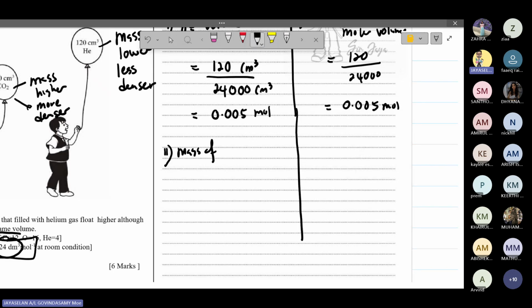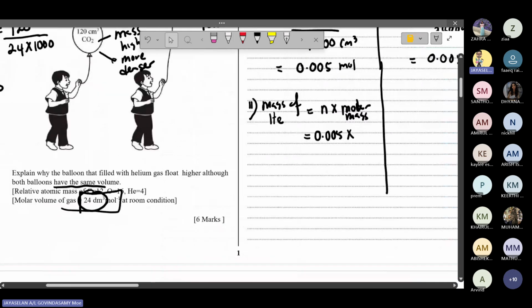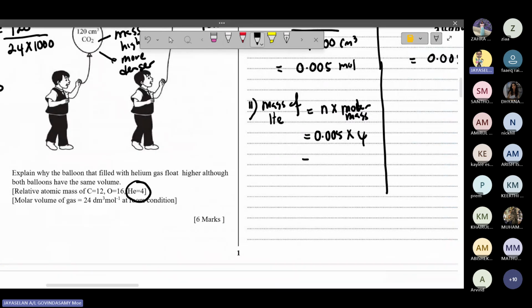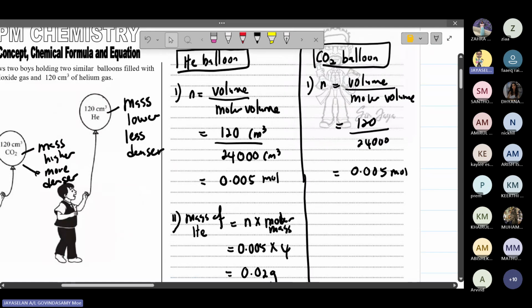Mass of helium. What is the formula to calculate the mass of helium? You take the number of mole times with molar mass. The number of mole is 0.005 times with what is the molar mass of helium. Molar mass of helium akan diberi di sini. This is the molar mass times with 4. So what I get here 0.02, ini kena letak unit. So the helium punya mass ini adalah 0.02 gram.